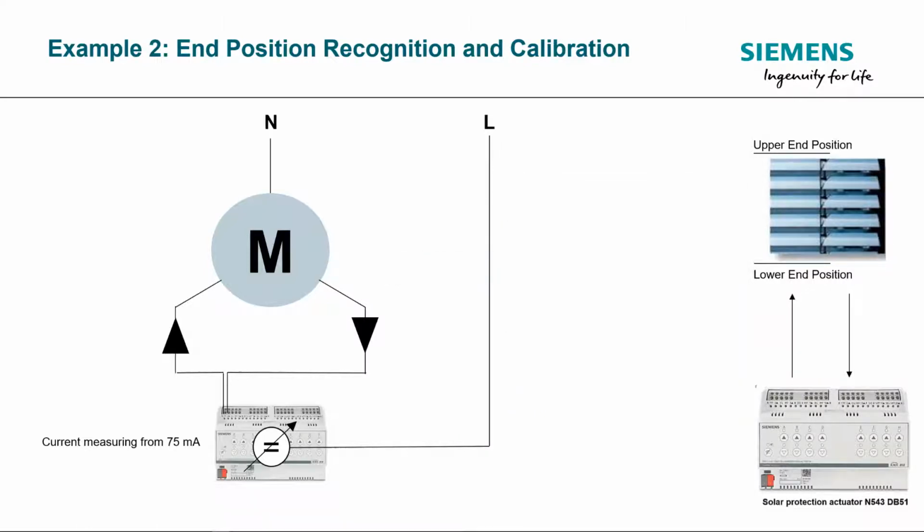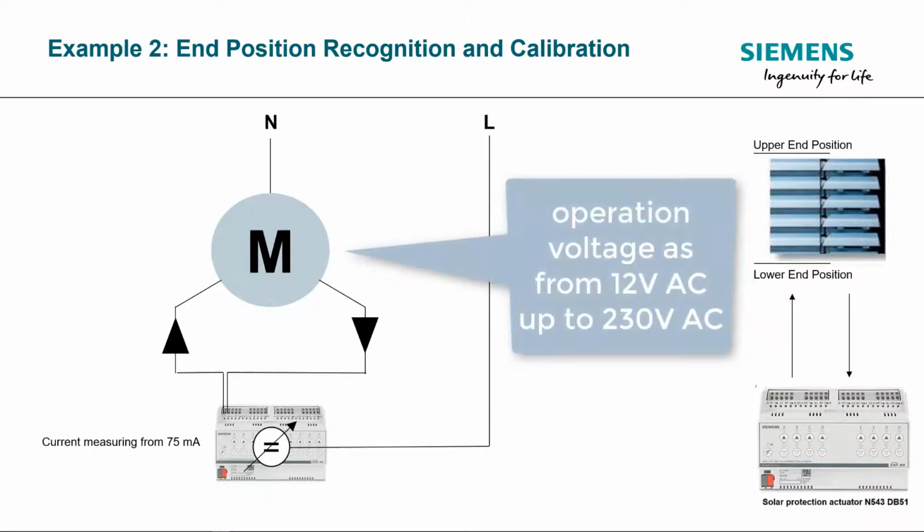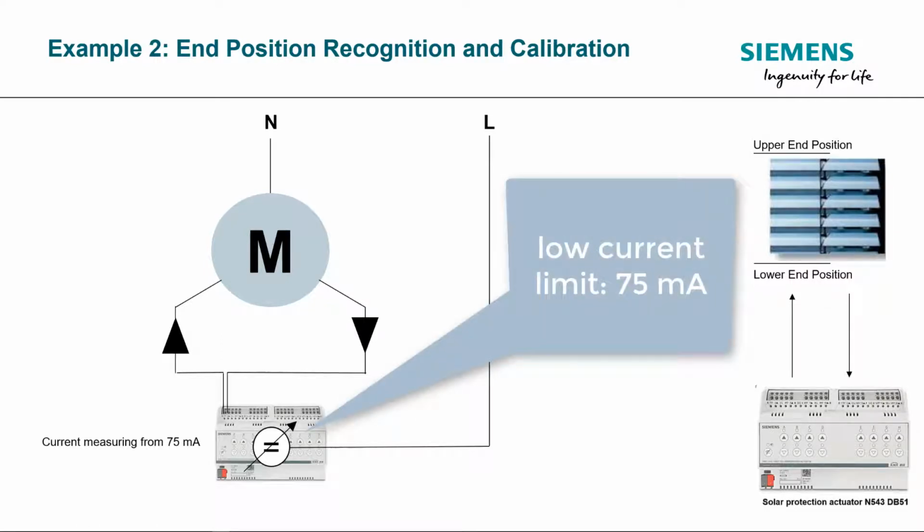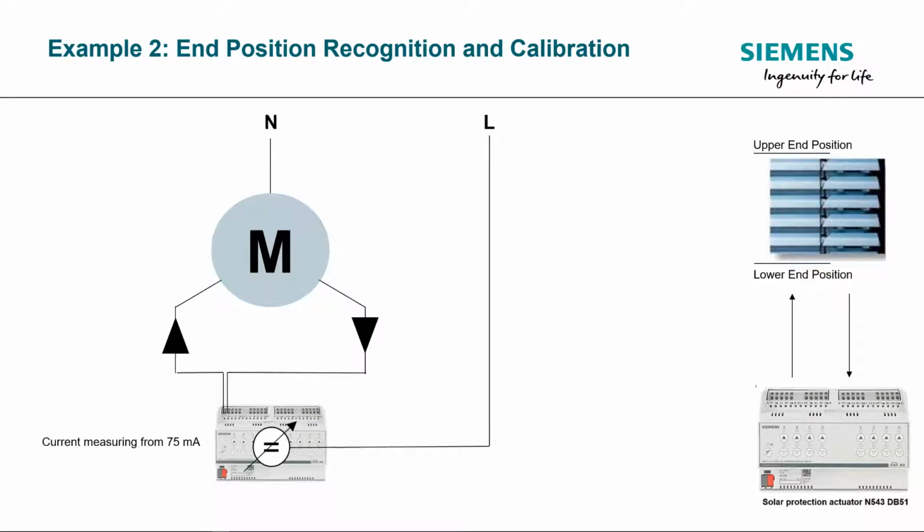Another advantage: the usable operating voltage range is now considerably larger, from 12 to 230 volts AC. Since the minimum current that can be evaluated is 75 milliamperes, all commercially available AC drives should be suitable.